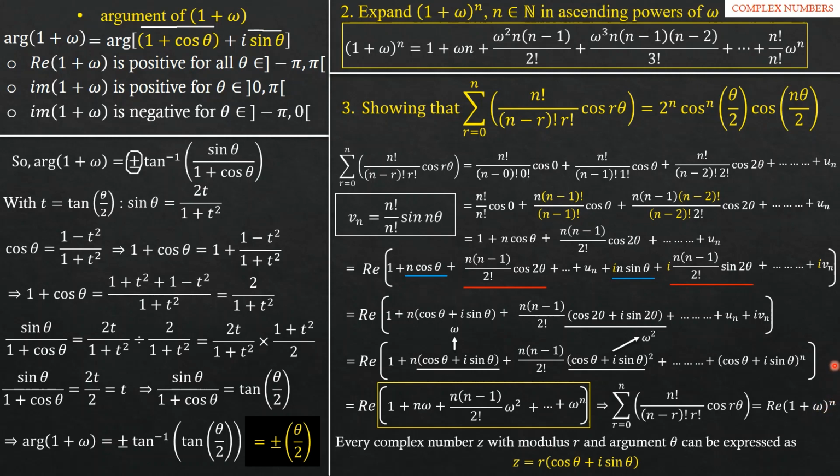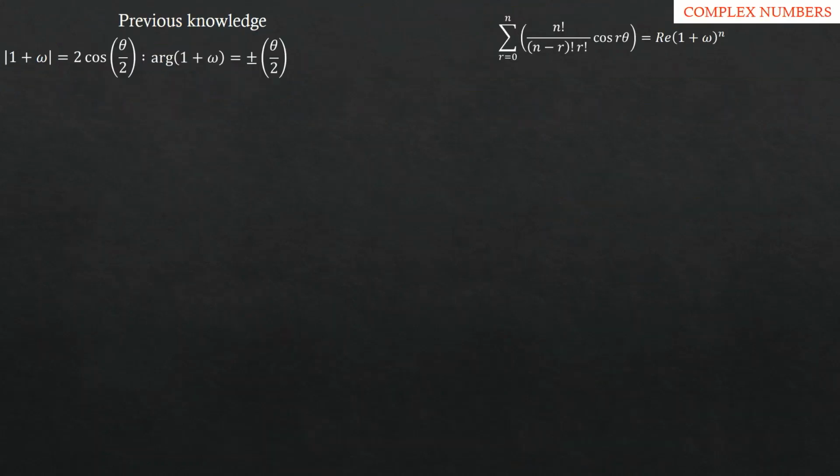Things are now becoming very easy. Now a basic recall, if I have a complex number whose modulus is rho and argument is theta, then we can write it in the trigonometric form as z equal to r into cos theta plus I sin theta. Use that basic recall to see how we can manipulate to get a complex number 1 plus omega raised to the power n. Because remember, we need to get the real part of 1 plus omega raised to the power n.